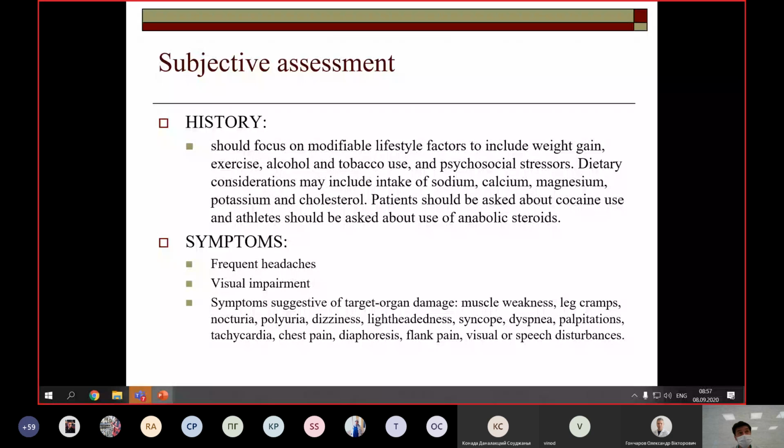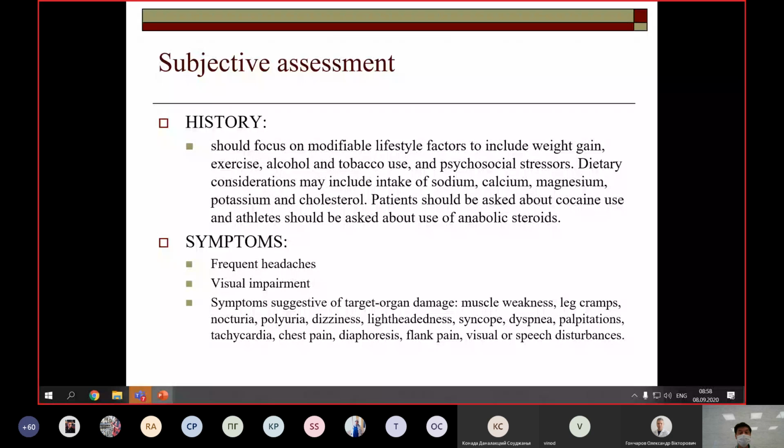The symptoms, unfortunately, are not specific to patients with hypertension only. Frequently, the patient will demonstrate a headache, visual impairment, and some other symptoms, for instance, muscle weakness, leg cramps, nocturia, polyuria, dizziness, syncope, dyspnea, palpitation, tachycardia, chest pain, and chest discomfort as well. So all these symptoms are associated with clinically significant target organ damage, and in patients not having them, the majority of individuals will be silent, unfortunately.